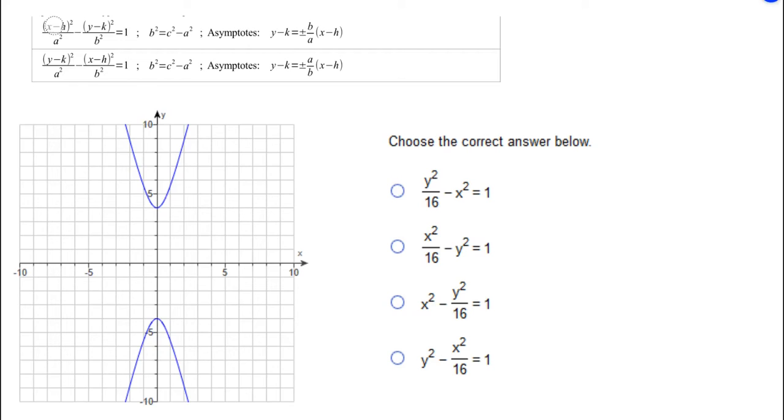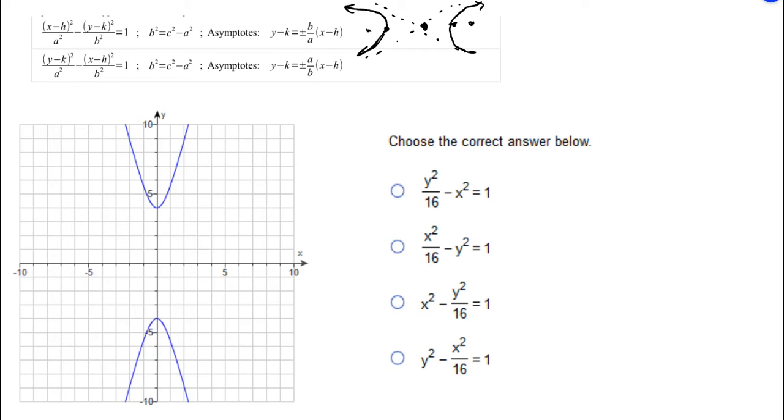So when your x term is positive, you have a horizontal orientation. The horizontal orientation will have a center, and a distance of A away from that center, you have your vertices. A distance of C away from that center, you have your foci. And then your B value will tell you how wide to draw these, because these are going to approach your asymptotes. So you have some asymptotes that go along like this, and how wide those asymptotes are is determined by B.